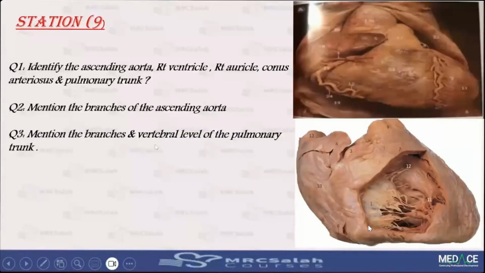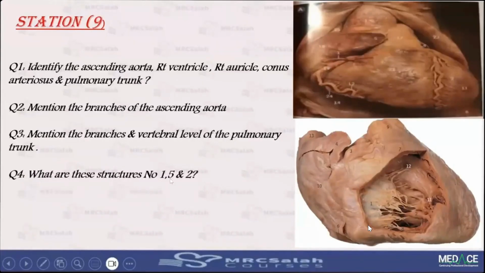Would you mention the branches and the vertebral levels of the pulmonary trunk, please? The pulmonary trunk gives the right and left main pulmonary arteries. They divide at the level of the transthoracic plane, so at the T4, T5 level.